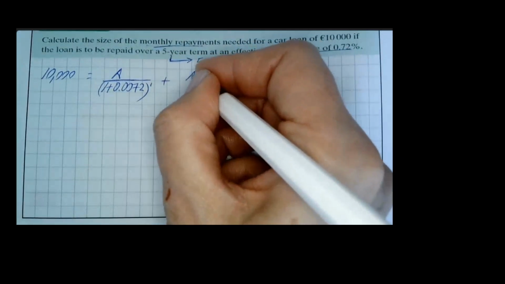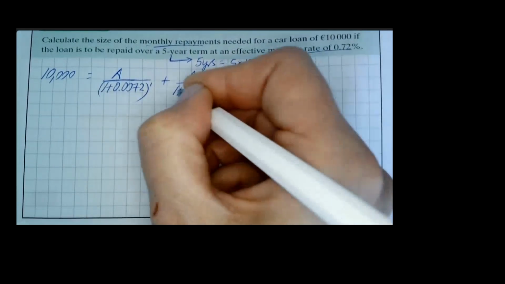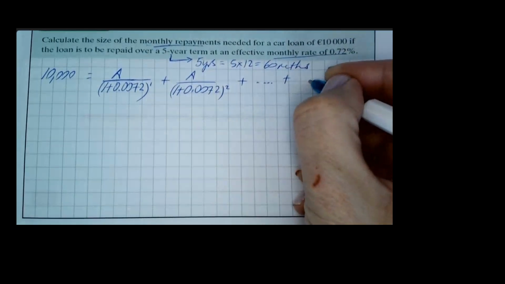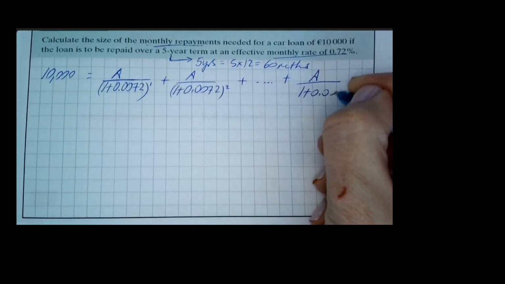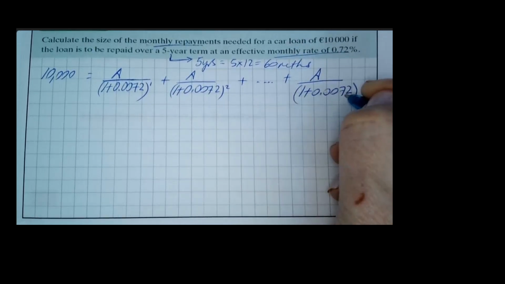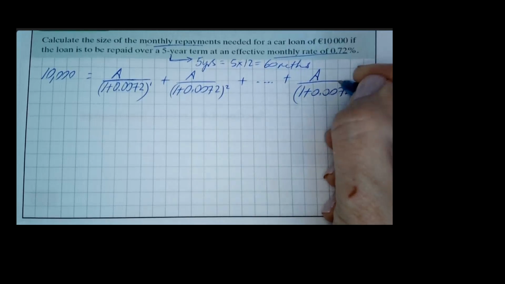And then the second last payment is going to be A over 1 plus 0.0072 to the power of 2, plus all the way up to that very first repayment amount, which would have a present value of A over 1 plus 0.0072 to the power of 60.